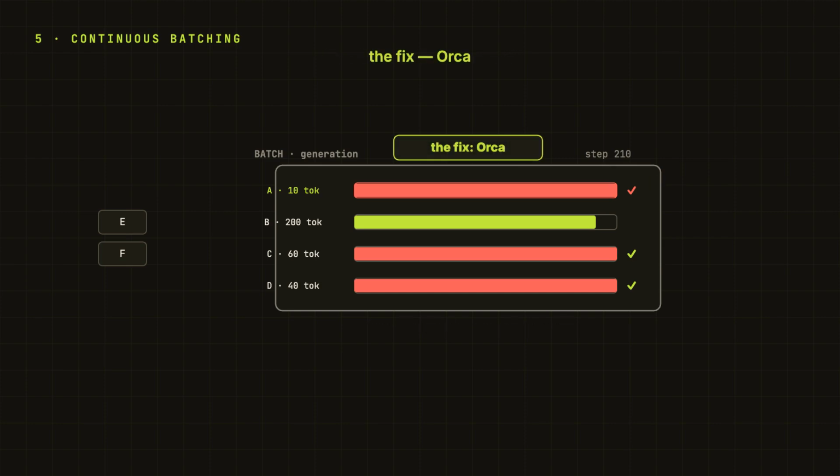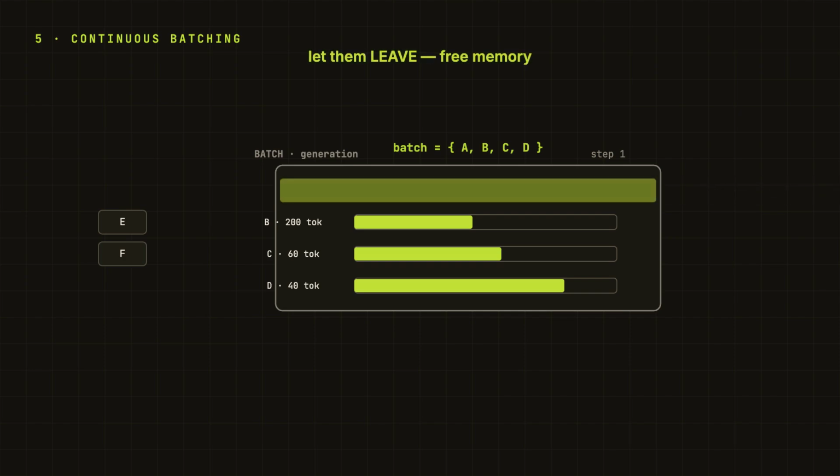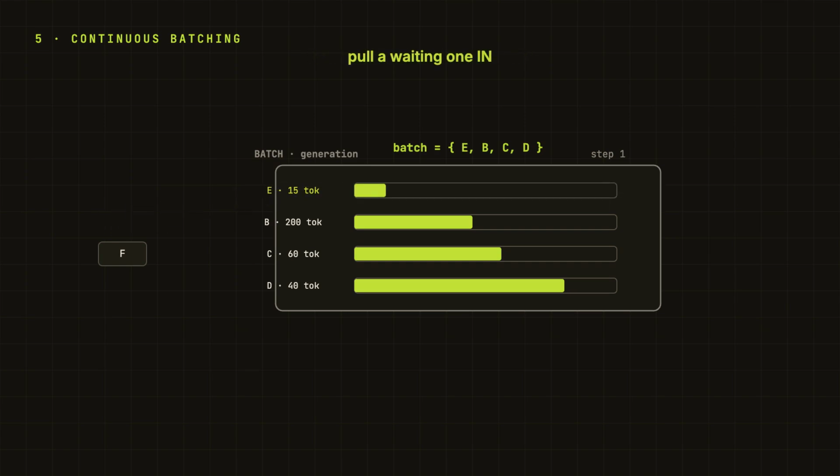And the fix, which came from a system called Orca, is to stop thinking in whole requests. Instead, schedule at the level of a single step. Run one token step for the whole batch. Then, right after that step, check is anyone finished. If yes, let them leave immediately. Return their answer, free their memory. Is anyone new waiting? Pull them in. Then run the next step. This is called continuous batching or iteration level scheduling.